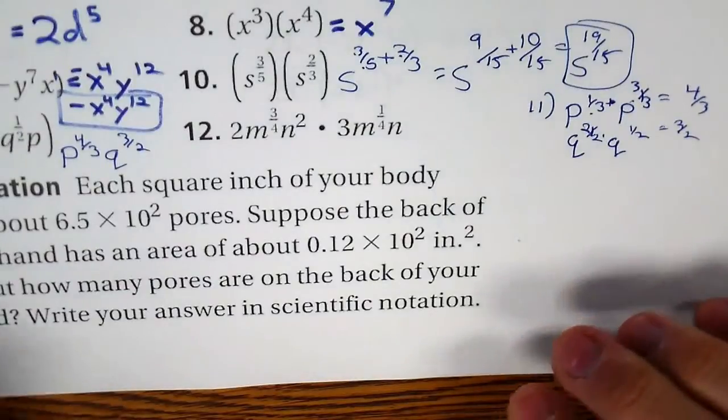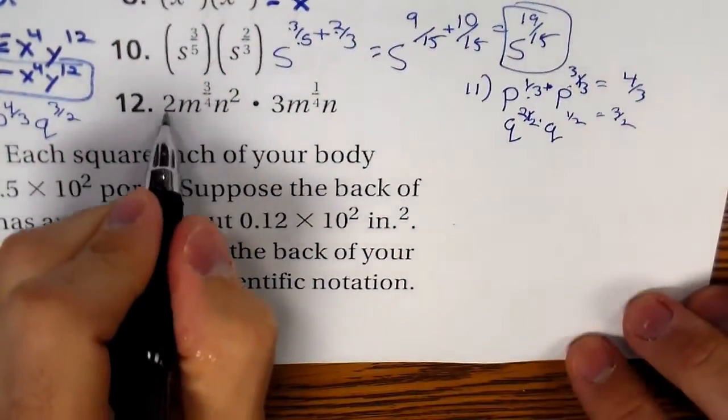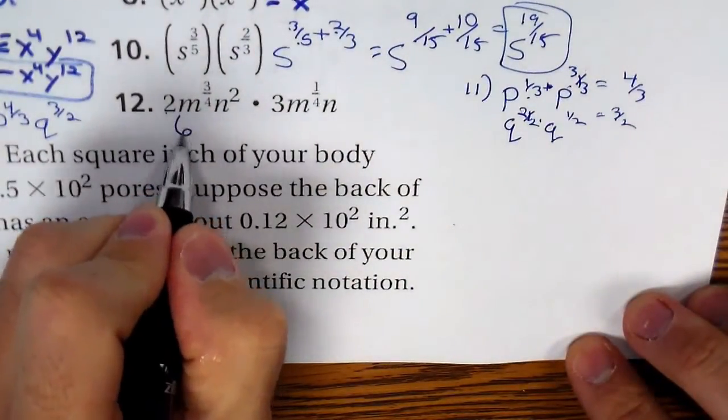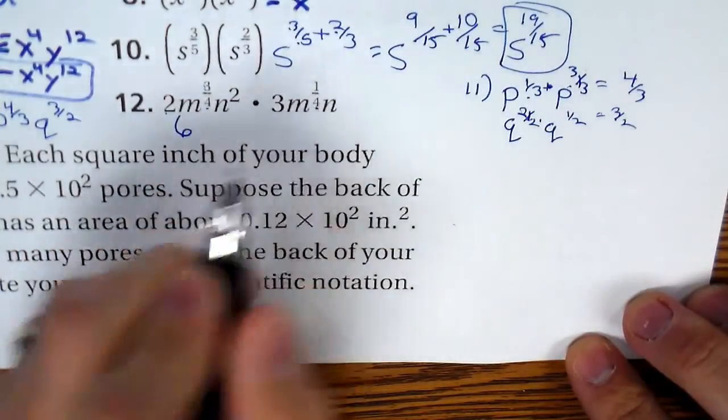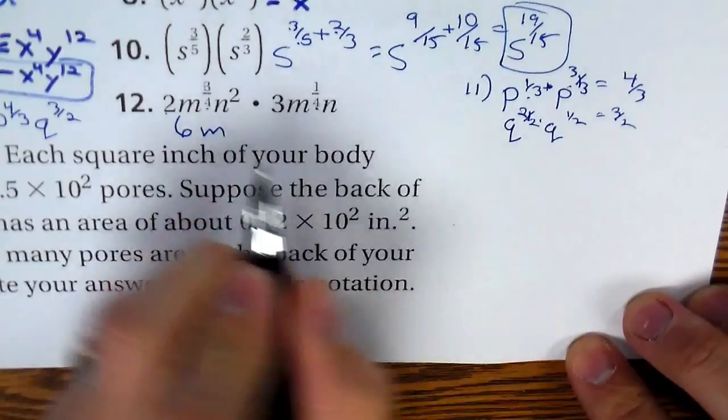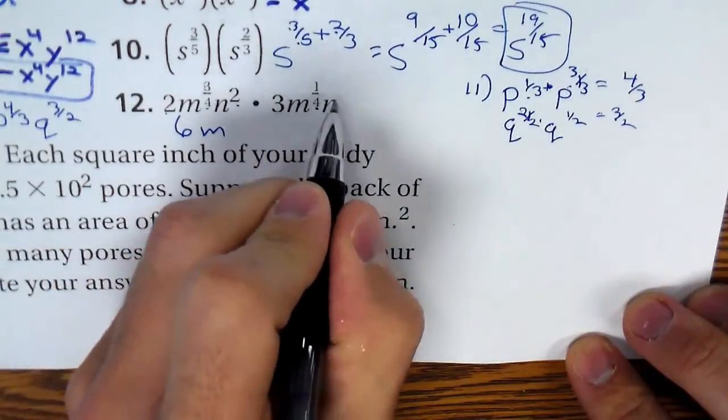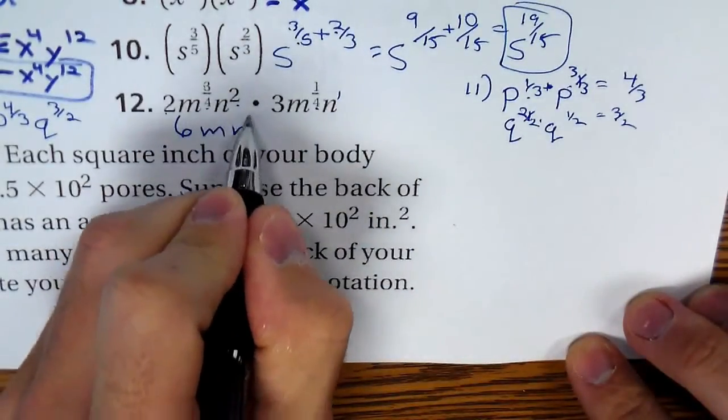Number 12, we're going to do 2 times 3 is 6. Then I have m to the 3/4 plus 1/4 is 1, so it's just m. And n squared, n to the 1st, that'd be n to the 3rd.